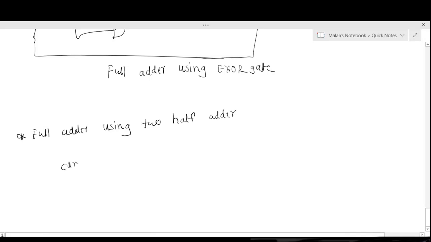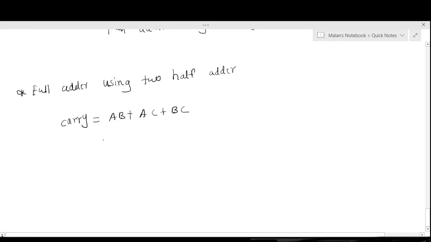Now we know that the carry is represented by the expression AB plus AC plus BC. Now I can rewrite this expression like this: AB plus AC (B plus B bar) plus BC (A plus A bar). I am using the distributive law.